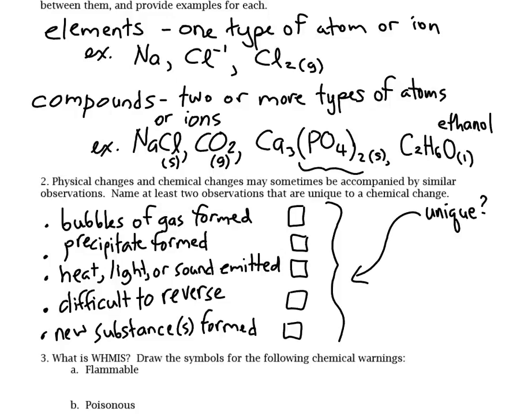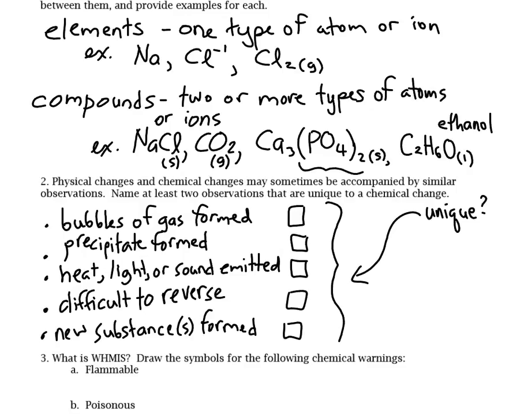Bubbles of gas could be when you boil something. Precipitate formed, if you want to think of solidification as a physical change, you could call the formation of ice and water sort of a type of precipitate. You could maybe see light emitted, or you could feel heat emitted or possibly absorbed. Sound emitted is common even with physical changes.